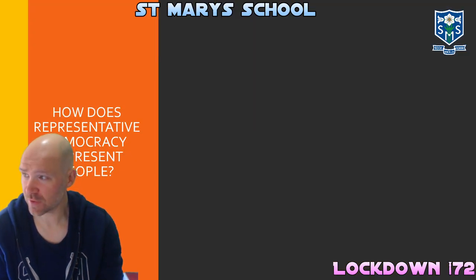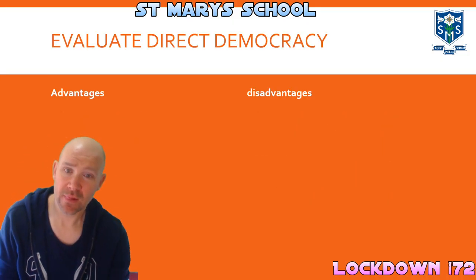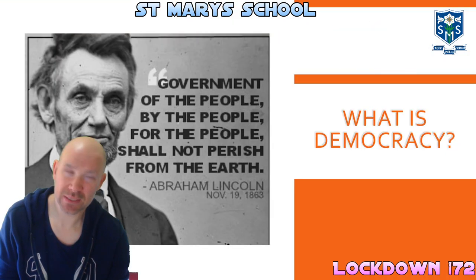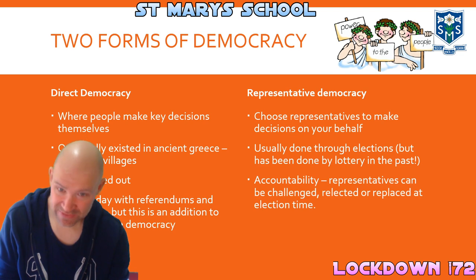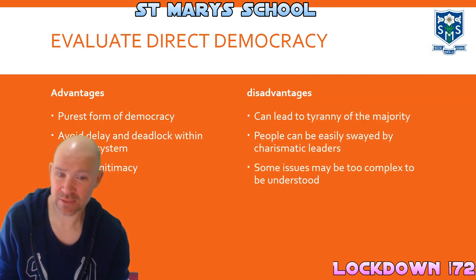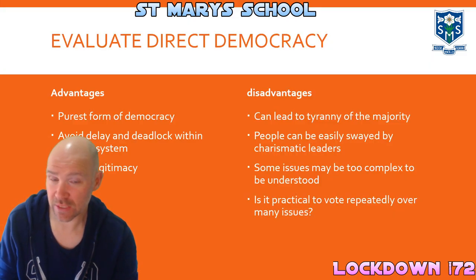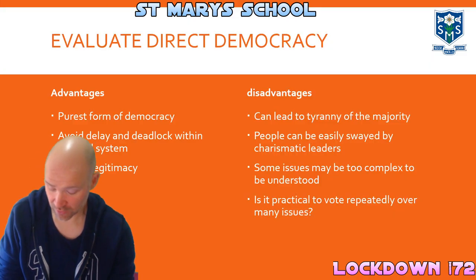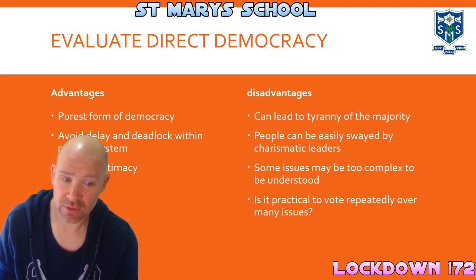I'm going to draw this video to a close here because I think I've been talking for long enough. So today we have covered, in this particular lecture, what democracy is. We've talked about what direct democracy and representative democracy are. And then we have spent some time evaluating direct democracy. I would like you, please, to go and do some reading around that topic. I'd like you to think, take some notes, and be ready to discuss these issues in our next lesson.